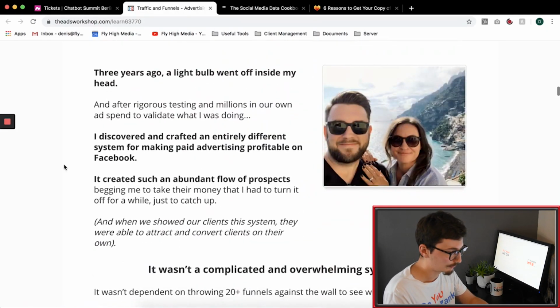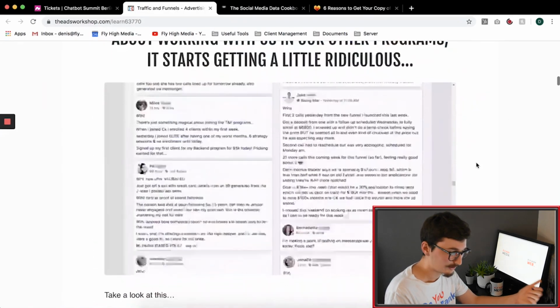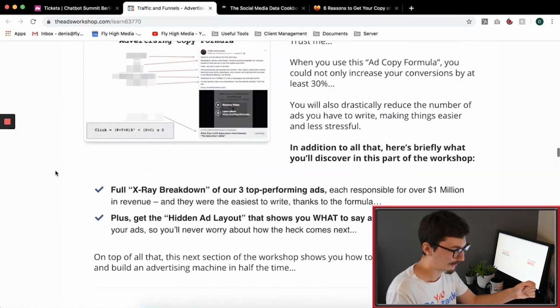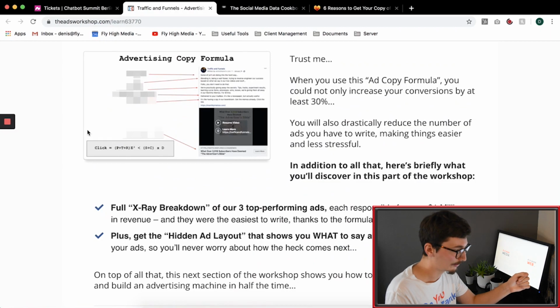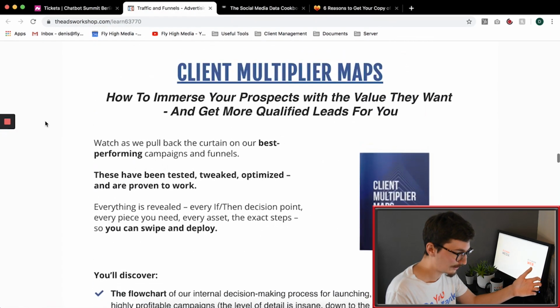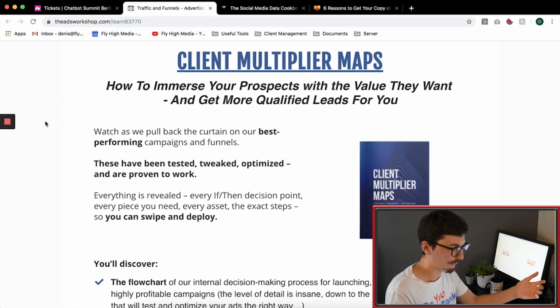Pictures that are irrelevant to the course. Yeah, I really don't care where this guy's been on holiday. Also, bad quality screenshots like that are never good on the landing page. Client multiplier maps. So is this a different product that I'm looking at? So this is what I mean by distractions.